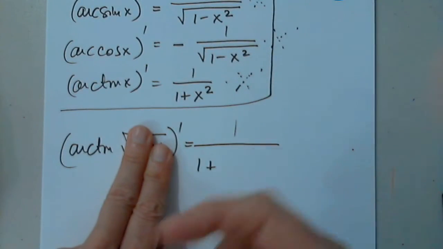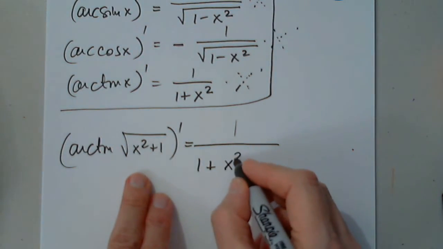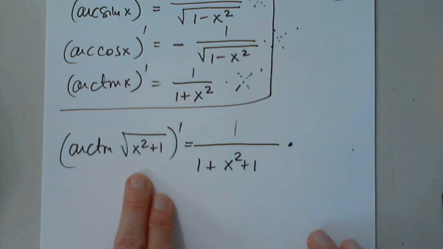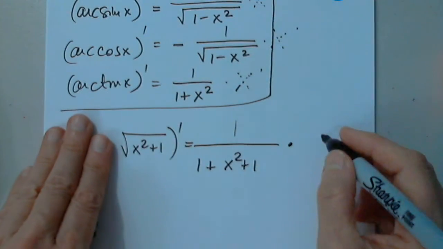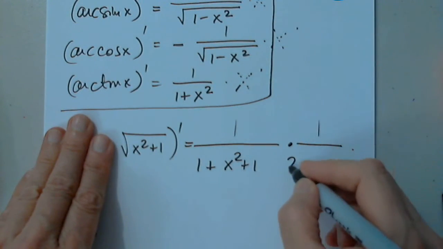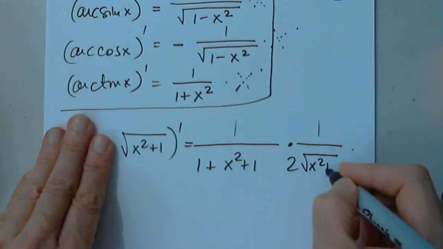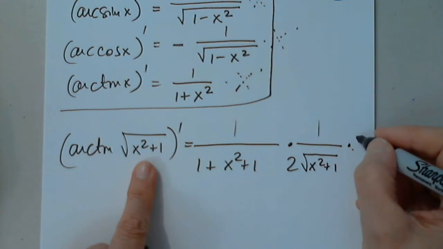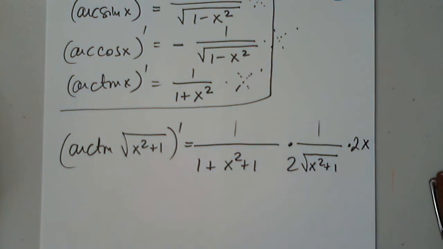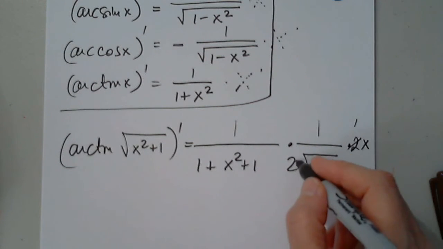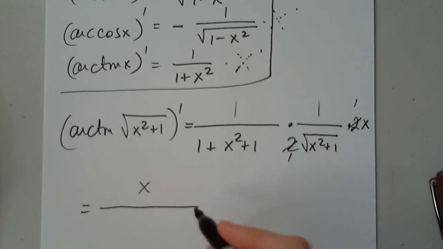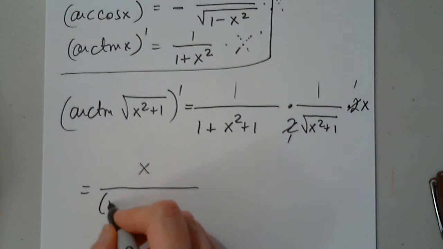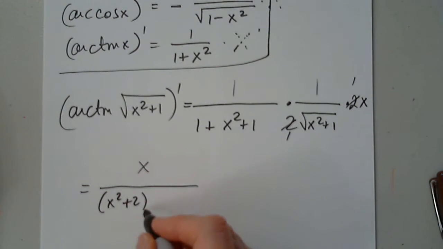The root squared, which is simply x squared plus 1, times 1/2, times 2x. The square root of x squared plus 1 times 2x. Awesome. Yes, I will simplify. And yes, I have x at the top. Yes, I have in parentheses x squared plus 2 and the square root.